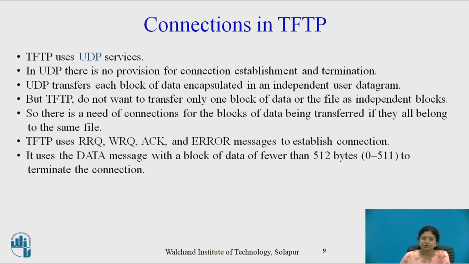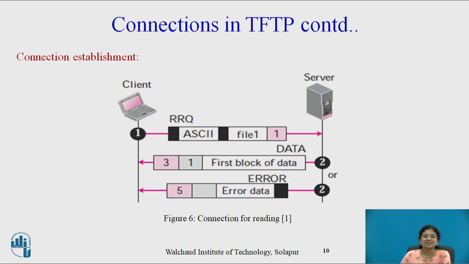So just pause the video and tell me the answer: if TFTP uses the UDP services, then File Transfer Protocol uses which transport layer protocol? FTP uses TCP as a transport layer protocol for the transmission of data. Now, let us see the connection in TFTP. As I said, it establishes the connection and it terminates the connection.